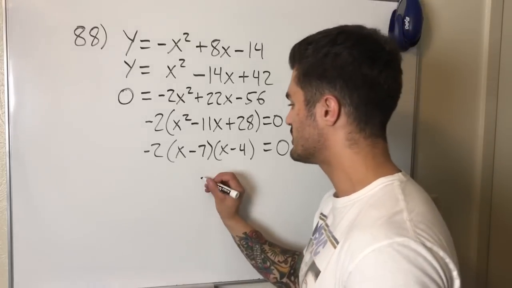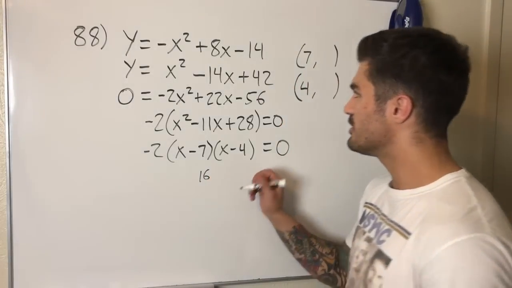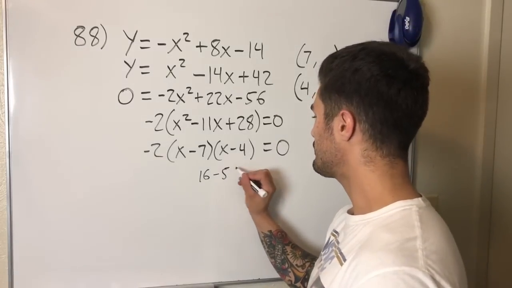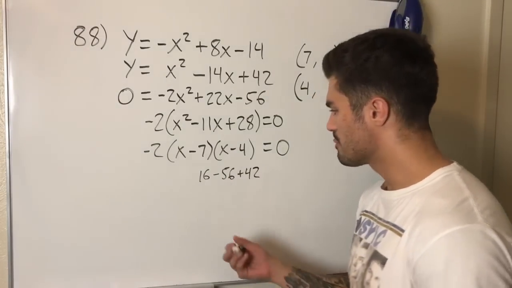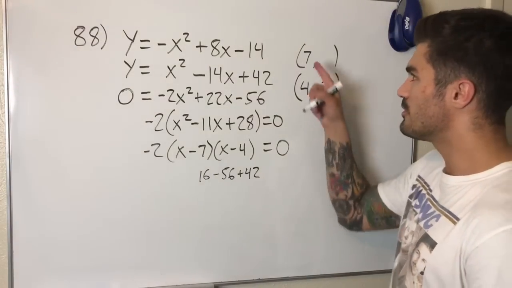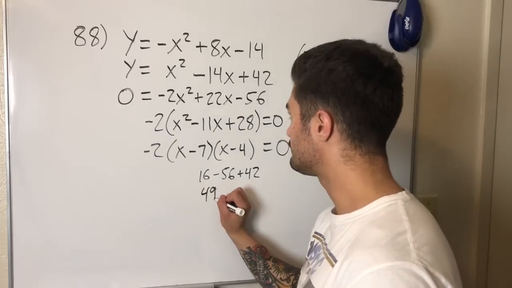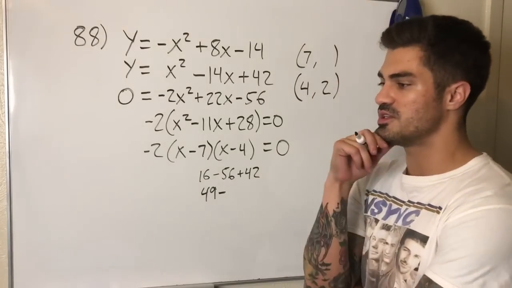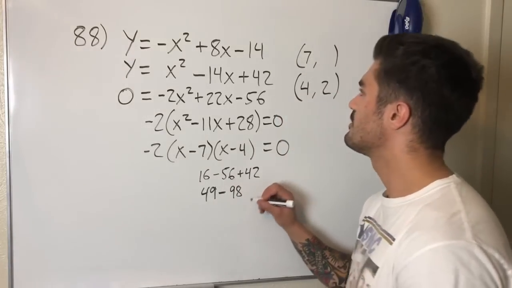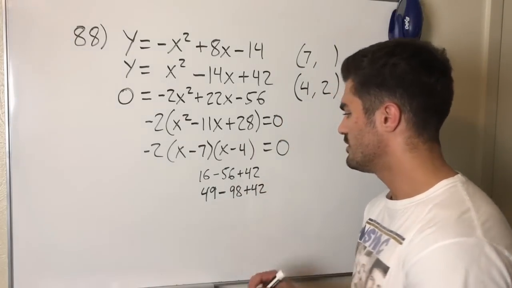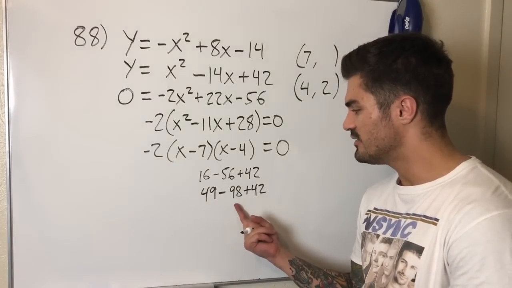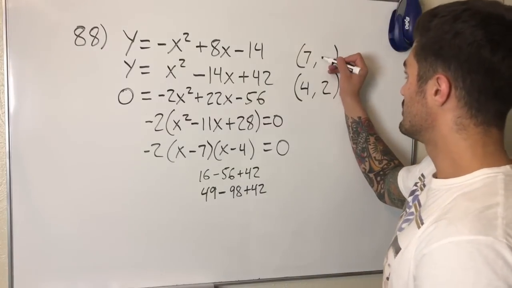So 4 squared, that becomes 16. I'm finding the y coordinate that goes with this 4. So that becomes 16 minus 56 plus 42. Let's see, 16 plus 42, that's 58. Minus 56, that's positive 2. What about the 7? 7 squared, that's 49. Minus, what's 7 times 14? That's a big number. 98? Minus 98 plus 42. Let's see, 49 plus 42, 91 minus 98. That's -7. So these are my solutions.